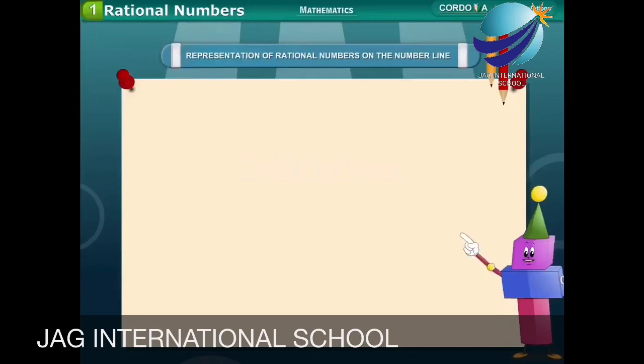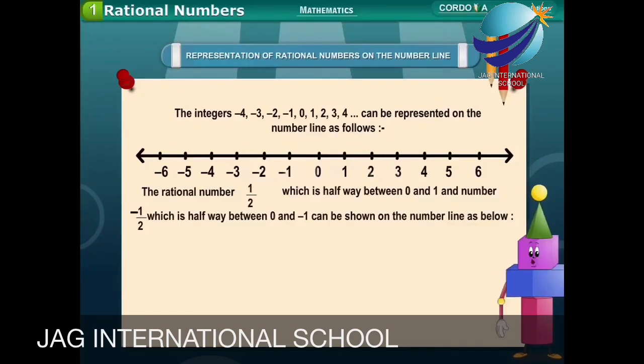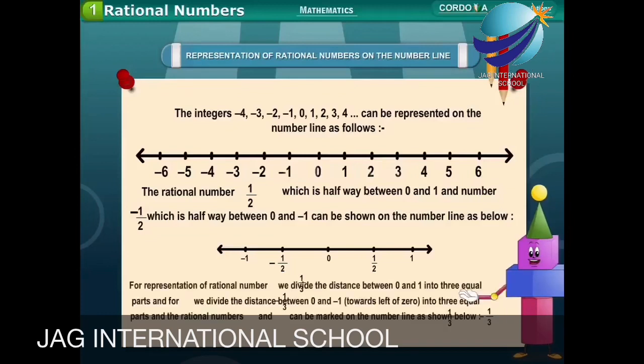Representation of rational numbers on the number line. The integers minus 4, minus 3, minus 2, minus 1, 0, 1, 2, 3, 4, and so on can be represented on the number line as follows. The rational number 1 upon 2, which is halfway between 0 and 1, and the number minus 1 upon 2, which is halfway between 0 and minus 1, can be shown on the number line as below.